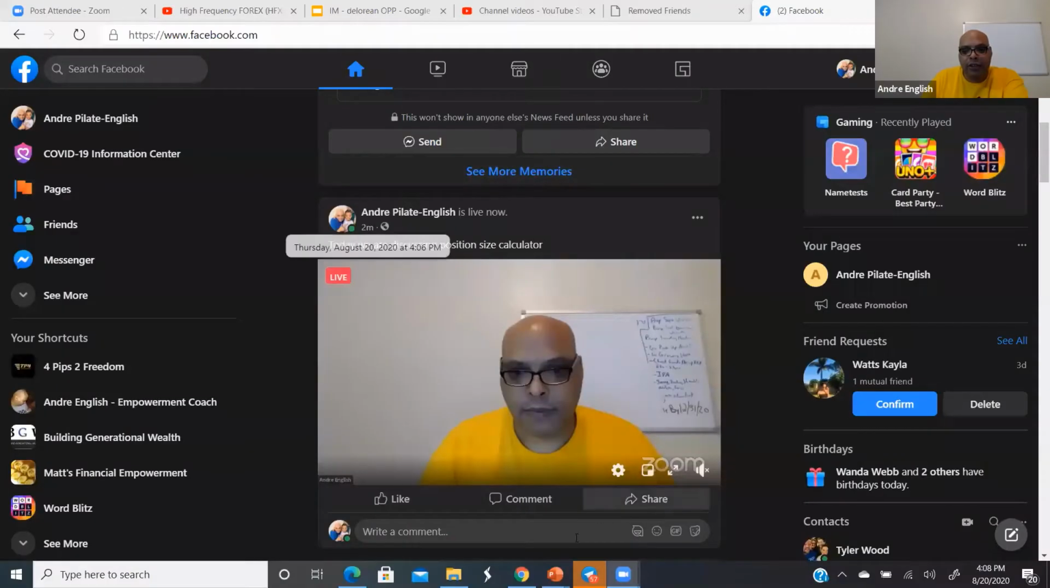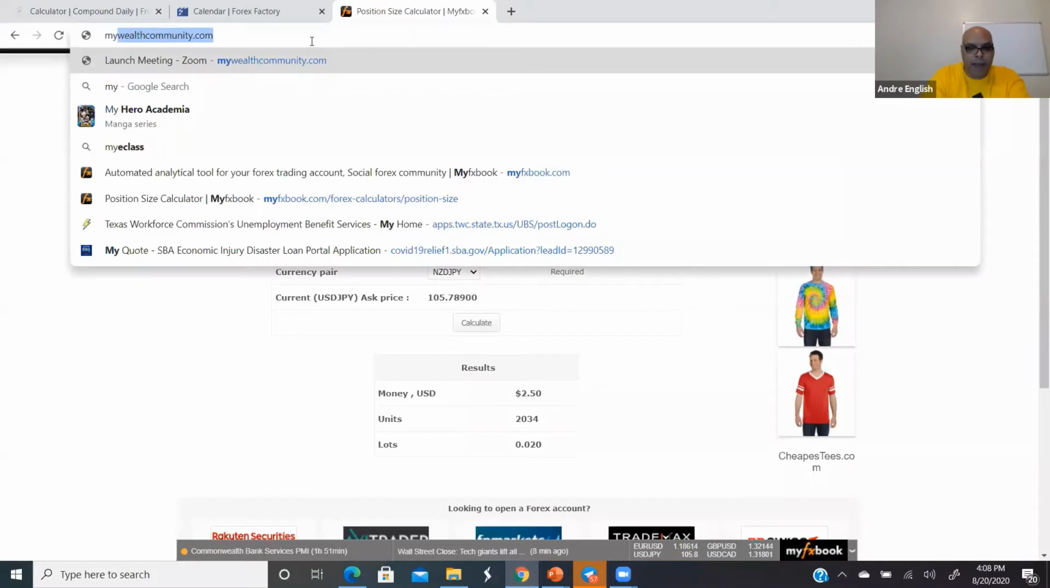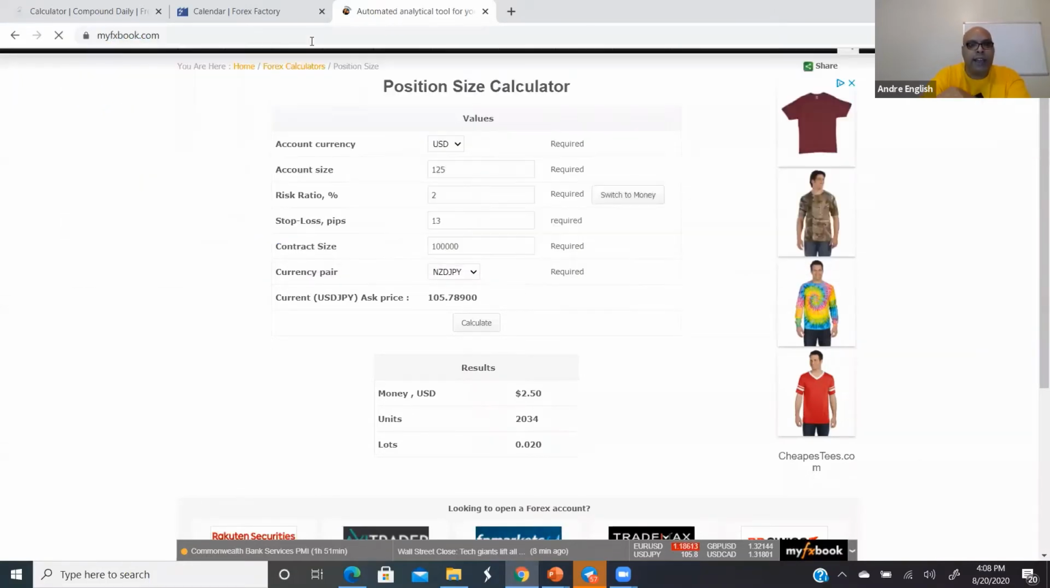So with that being said, let's go straight into it today. We're going to talk about a position size calculator. I'm going to go ahead and share my screen. And as we go here, the place that I like to go is myfxbook.com. I'm going to show you exactly how to get there.